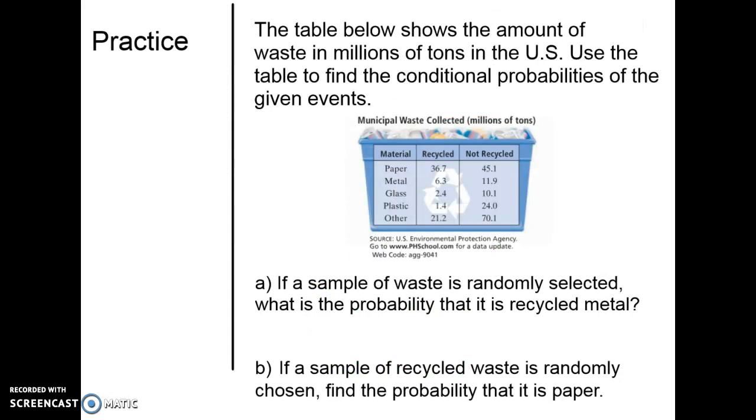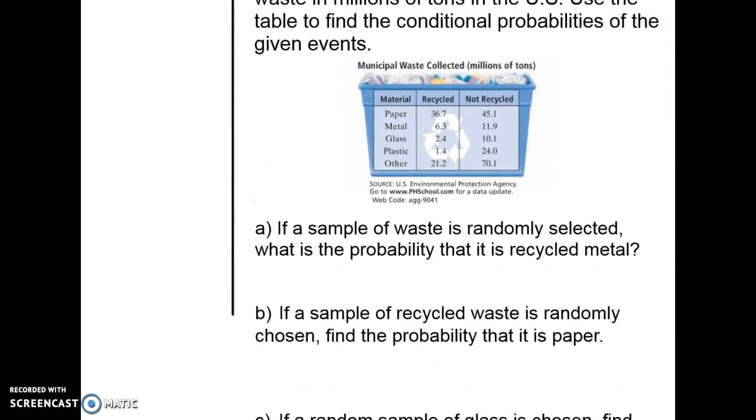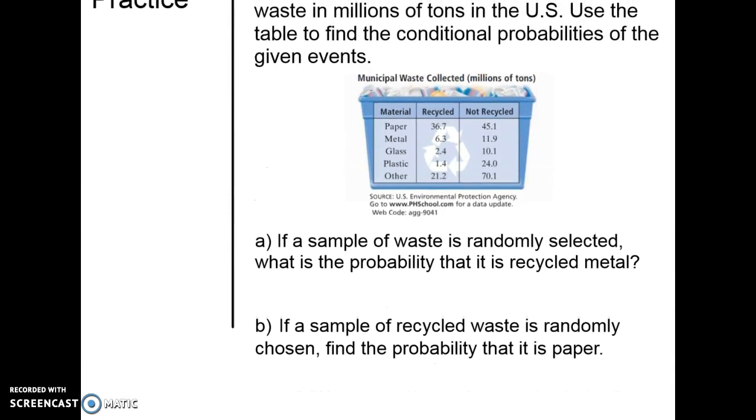So just another example here with a little bit more real world example of talking about municipal waste, and this is all measured in millions of tons. So the table below shows the amount of waste in millions of tons in the U.S. Use the table to find the conditional probabilities of the given events. So we have 3 questions here. I still find it easier to add up the rows and the columns.